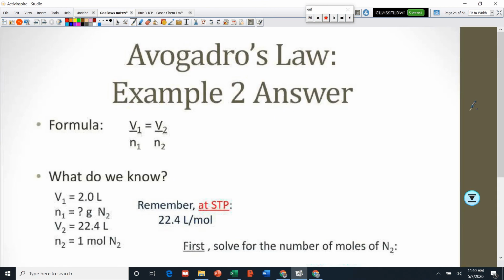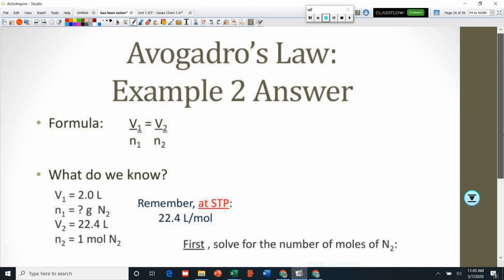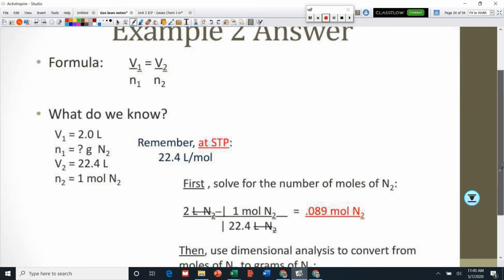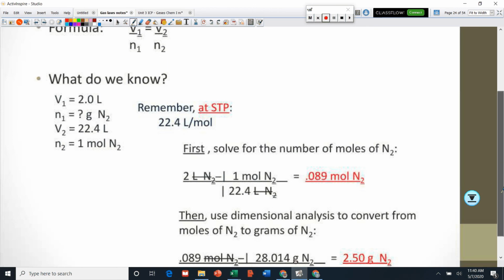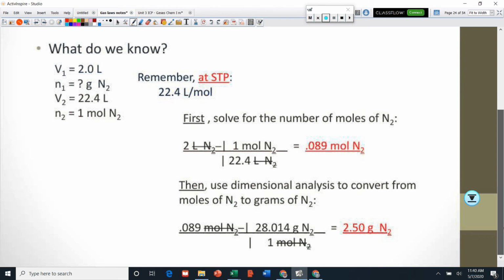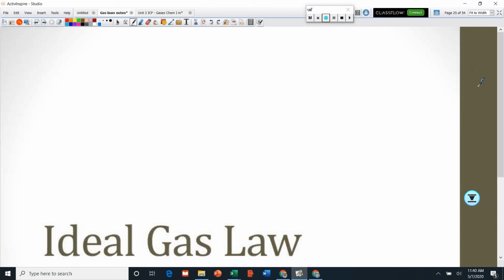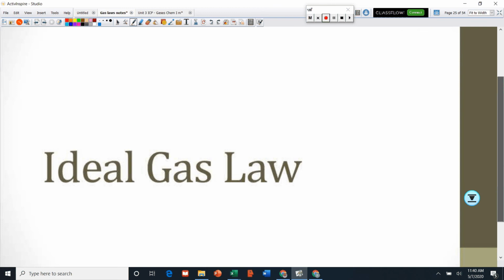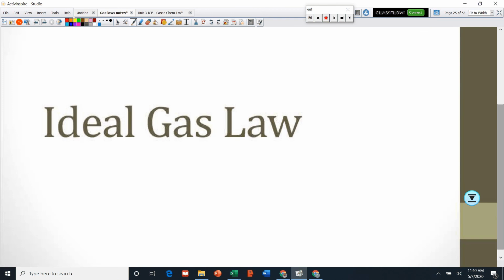So again, you can look at it. I used dimensional analysis. So I set it up like this, and I ended up with 2.5 grams. You probably could have solved it using Avogadro's formula as well, but I just find it easier to use dimensional analysis on it. All right, so now moving into ideal gas law.